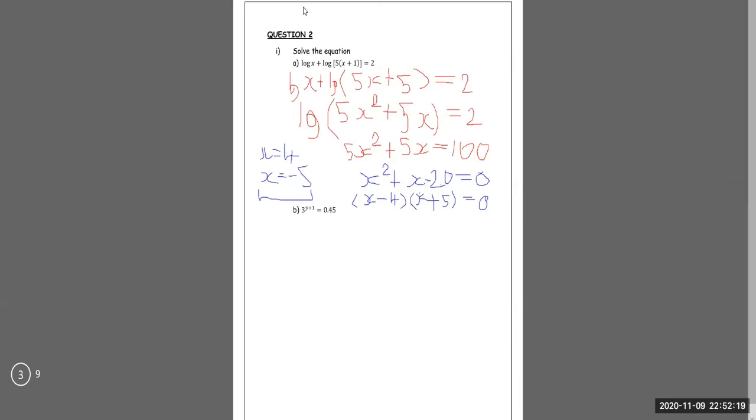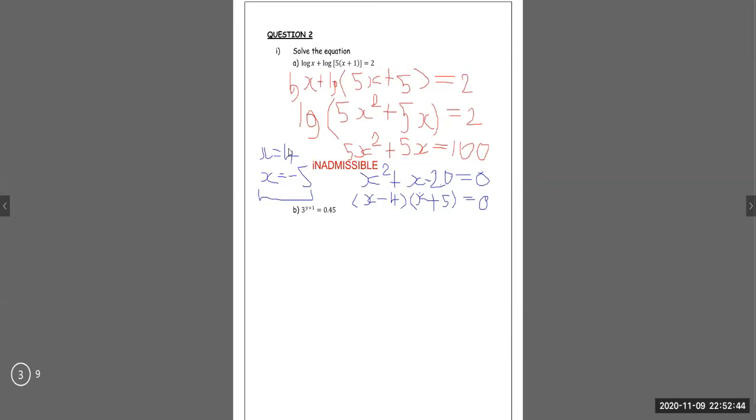It's not valid. Inadmissible. That negative 5 right there is not valid. Your answer is just 4. The negative 5 is inadmissible. That can't work, as we would say. Very good.